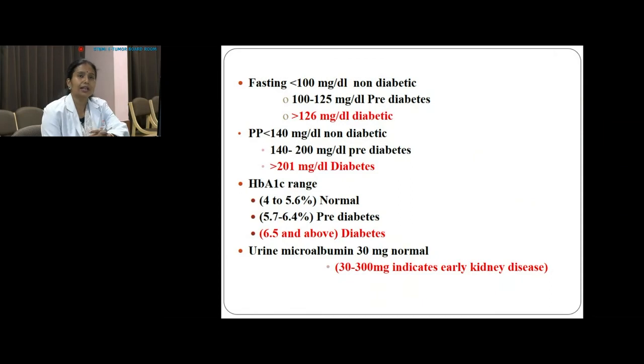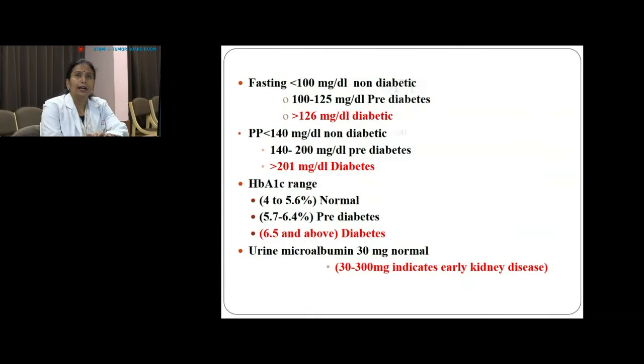The urine microalbumin test is done after the diagnosis of diabetes. If a person has less than 30 mg microalbumin, that is normal. 30 to 300 mg indicates early kidney disease. If any of the first three, fasting, PP or HbA1c, are abnormal, definitely go for the other investigations and go to the doctor for treatment.